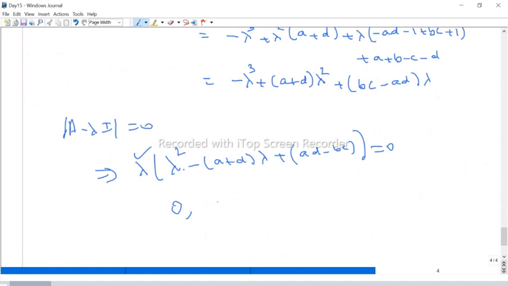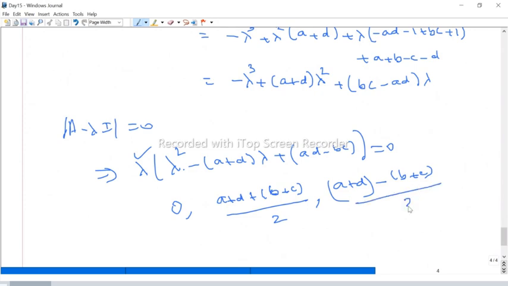So therefore 0 is the one eigenvalue. Another eigenvalue is (a plus d) plus or minus, okay, that is plus square root of (b plus c) by 2. This is a one eigenvalue. Another eigenvalue is (a plus d) minus square root of (b plus c) by 2. Apply this formula, you will get this one. So this is the eigenvalue.